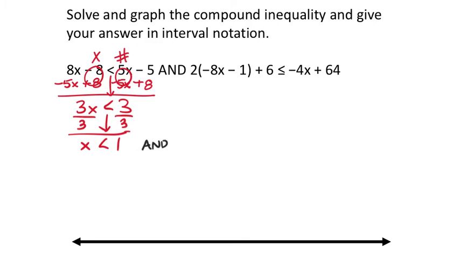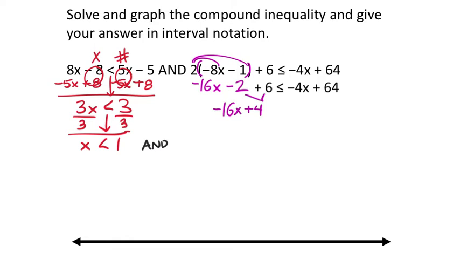Oh, yeah, we got this distribution. So two groups of negative 8x's first would be negative 16x's. Two groups of negative 1 would be negative 2. The rest of that inequality stays the same. No other distribution necessary. So combining like terms, negative 2 plus 6 would be positive 4. So now negative 16x plus 4. And then we still got the rest of that.